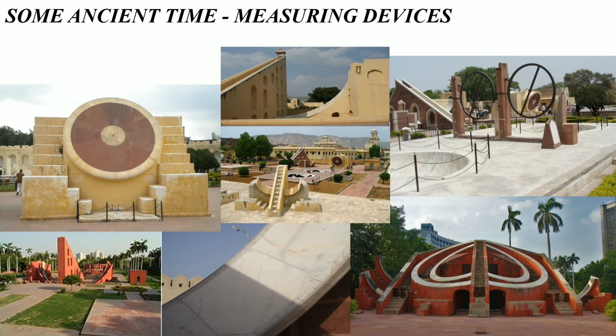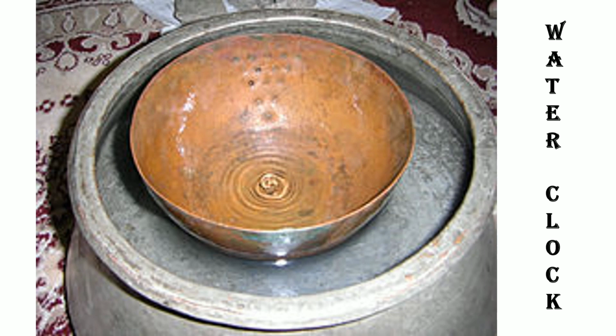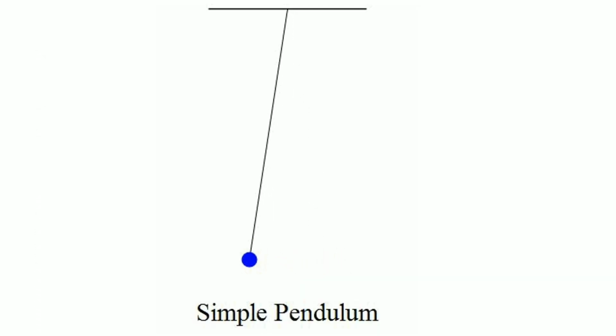Many time measuring devices were used in different parts of the world before the pendulum clocks became popular. For example, sundials, sand clocks, water clocks are some examples of such devices. Nowadays, clocks or watches are the most common time measuring devices. The working of clocks is rather complex, but all of them make use of some periodic motion.